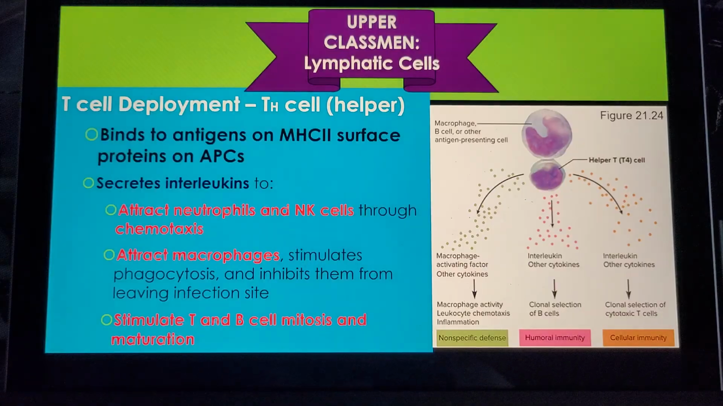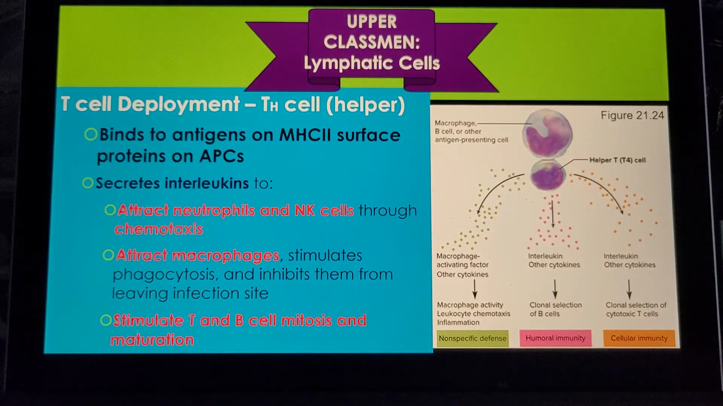Okay, so let's look at what these cells do. So the first one, our T helper cells. So this is where our tag team partner happens. Okay, so these T helper cells, they're going to secrete what are called interleukins and other cytokines that will help to activate the rest of your immune system. So this is where it helps with activating the B cells. Also helps with bringing in other immune system cells to the area of infection.